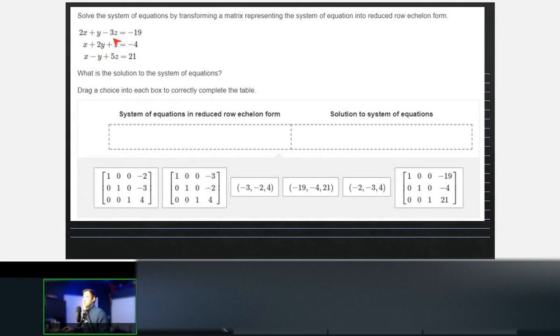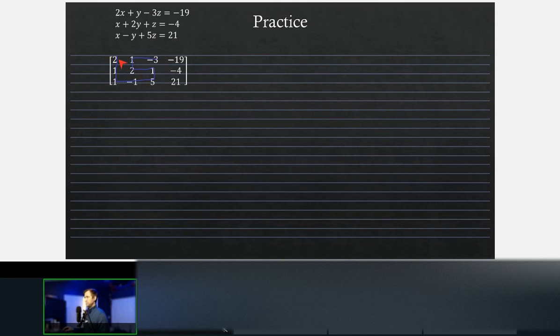I do go through this problem from the quiz, and the path that I was forced to do to avoid fractions was to make this a one, make that a zero, make this a zero. I was unable to make this a one without creating fractions in my work. If you're okay with fractions in your work, it's okay. You're just going to have fractions, right? You have to think about everything in fractions.